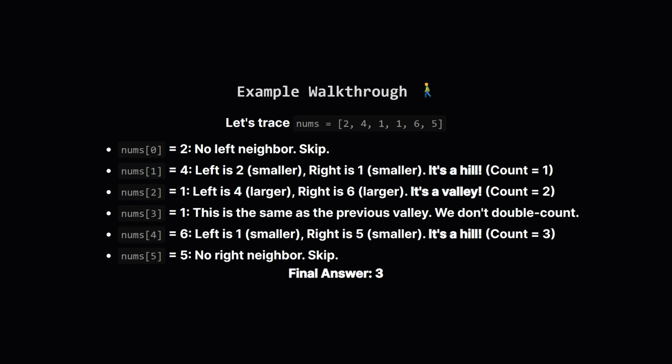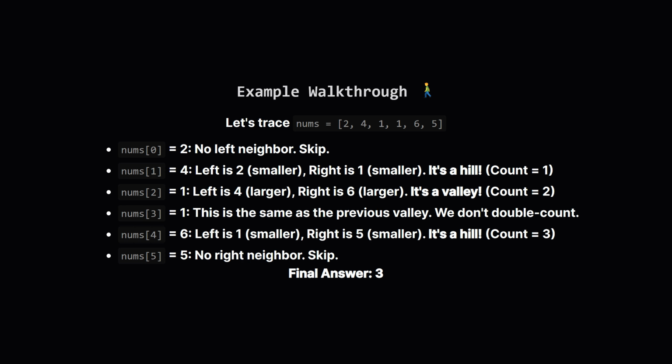Next is the first 1. Its left neighbor is 4, which is larger. Its right neighbor, well, the next one is also a 1, so we have to look past it. The next different number is 6, which is also larger. So the number 1 is a valley. Our count is now 2. What about the second 1? The problem says adjacent equal numbers are part of the same valley, so we don't count this again.